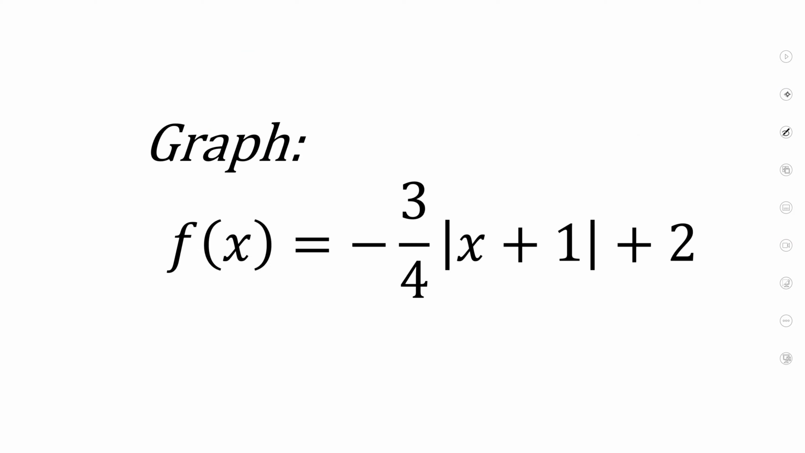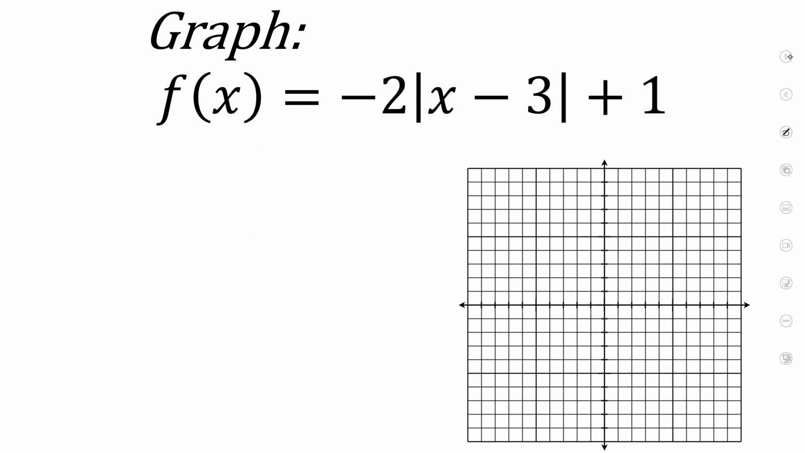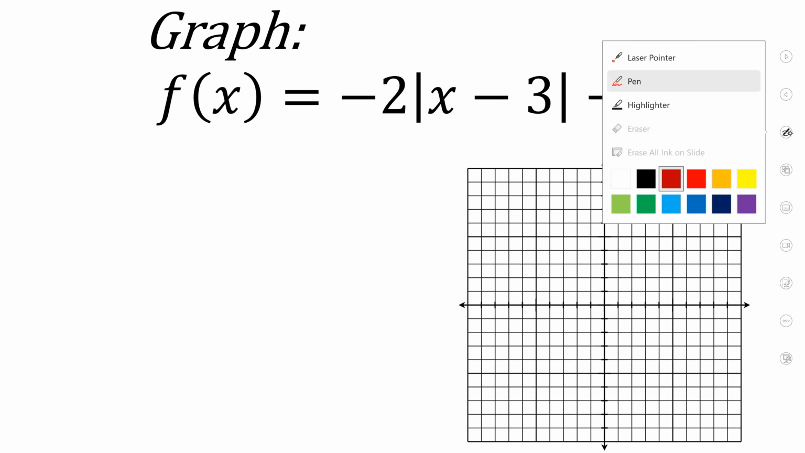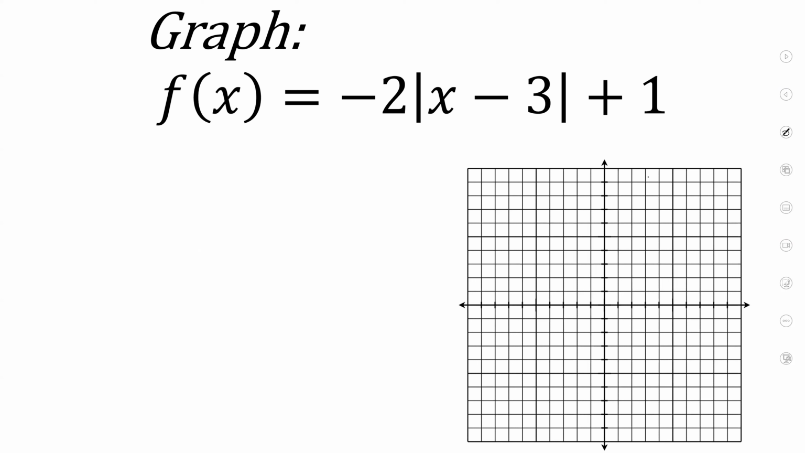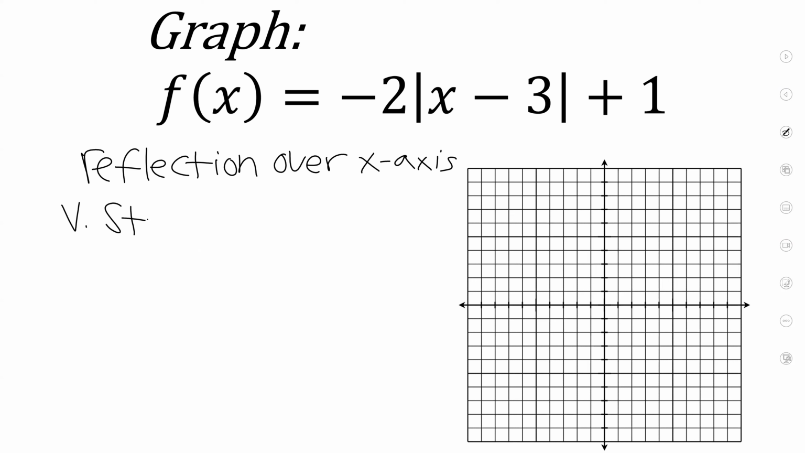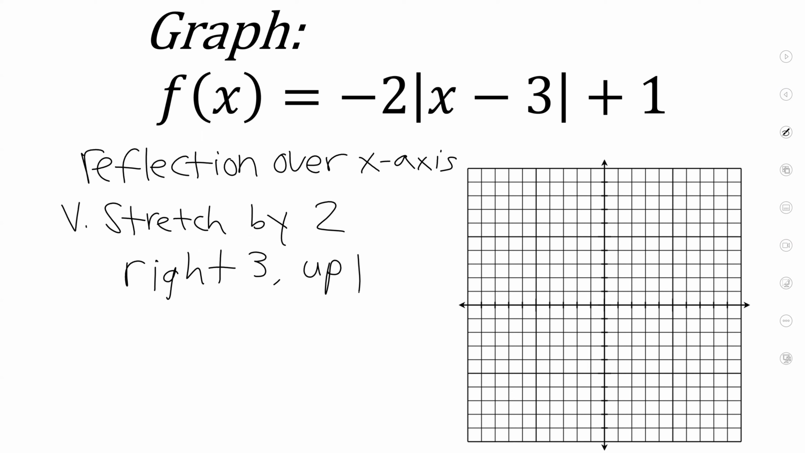Let's practice graphing. So I'm gonna do one with you. First of all, looking at this equation, what are my different transformations? Yep, whenever we say flipped, that's called a reflection. So this is a reflection over the x-axis. Yep, it's stretched by 2. It's a vertical stretch by 2. Right, 3. Up 1. Okay, so those are my transformations.